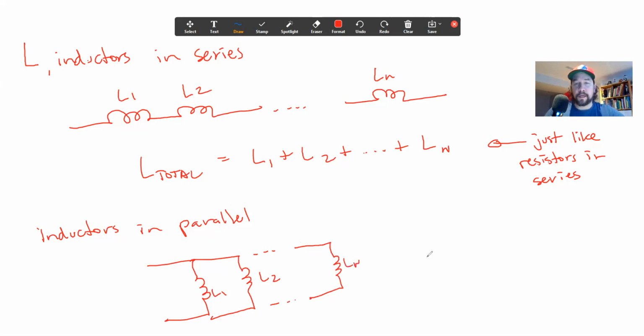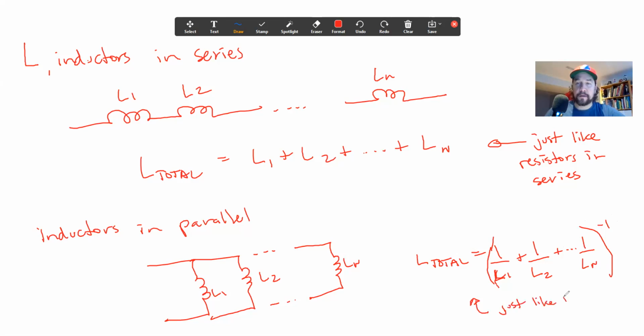And so L total is equal to 1 over L1 plus 1 over L2. These are L's plus however many you have, Ln, all inversed to the minus 1. Again, just like resistors in parallel. Now, if you have a hard time remembering capacitors and inductors, how they get added up when they're in series and parallel, I still remember this.